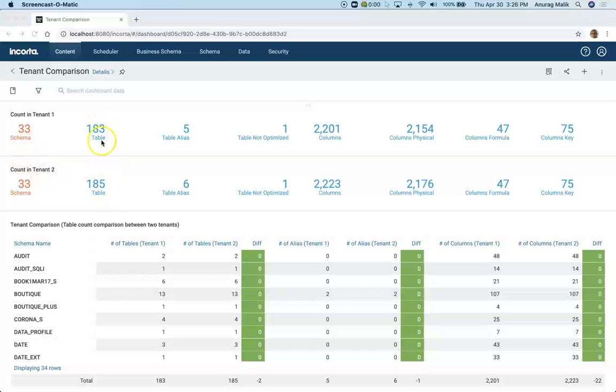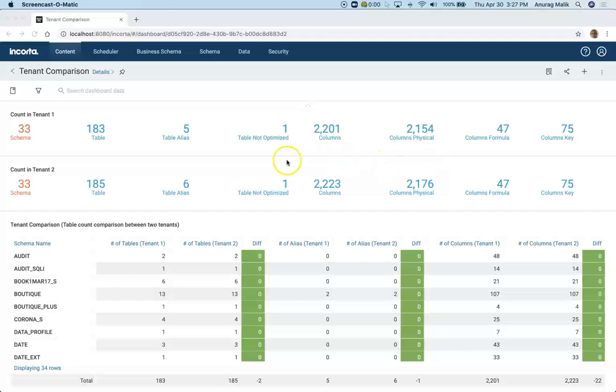Total number of tables: you can see two more tables here compared to this, and one more alias compared to this. Then it shows the number of columns, number of physical columns, and formula columns, and you can see if they're the same or different. Now, how do I find the diff?